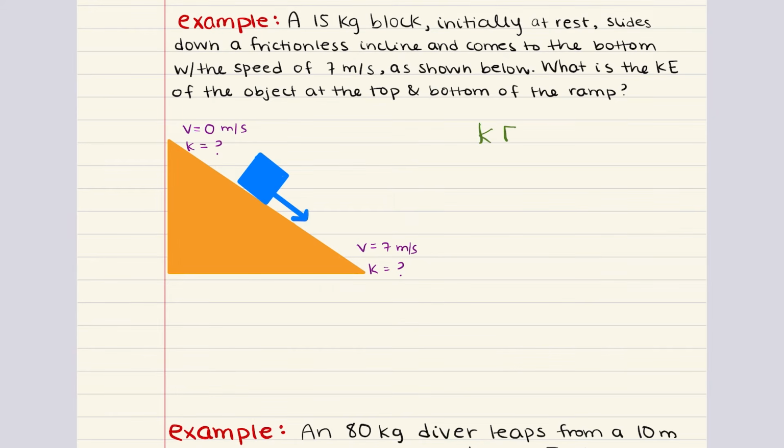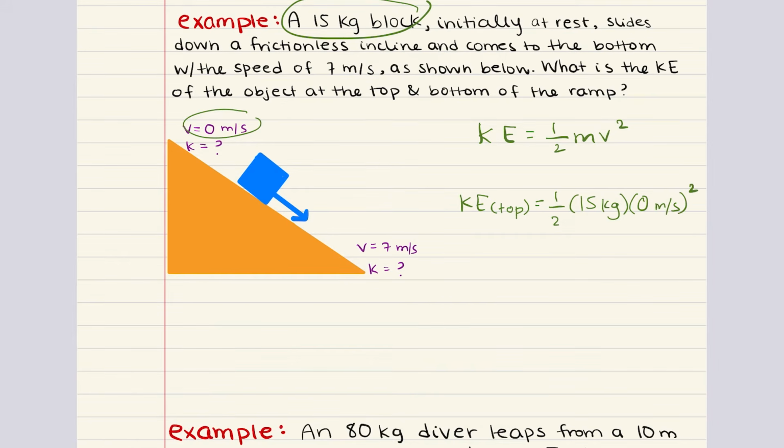Now, to calculate kinetic energy, we're going to use our expression 1/2 mv squared, where m is mass and v is speed. Now, to calculate the kinetic energy of the block at the top of the ramp, we know the mass, it's given to us in the question stem, 15-kilogram block, and we know the speed. The block is initially at rest at the top of the ramp, so the speed is going to be 0 meters per second. Let's go ahead and plug these values in. 1/2 multiplied by 15 kilograms multiplied by 0 meters per second squared. This is going to be equal to 0 joules.